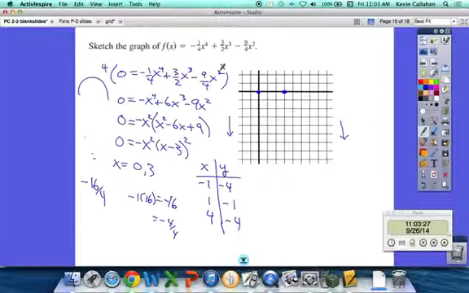So let me plot these 3 points. Negative 1, negative 4. 1, negative 1. And 4, negative 4. Right? And understanding the leading coefficient test, that means go something like that.